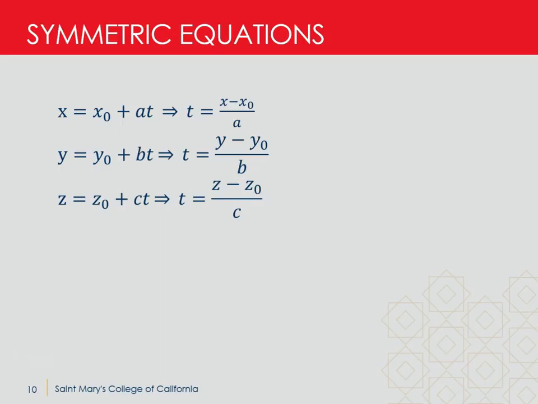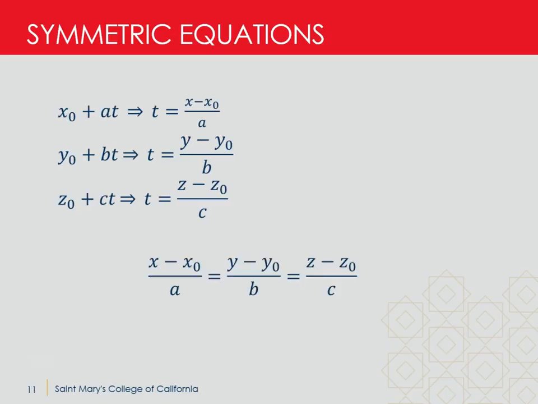But you'll also notice now we've got 3 different things all equal to t. Of course, since they're all equal to t, they're all equal to each other as well. And so this is the symmetric equation for a line. It looks a little bit different.